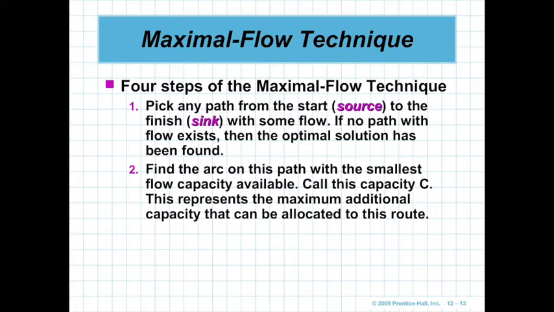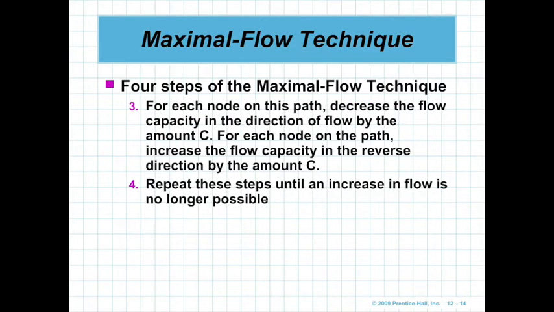Well, continue to the next materials from Andika Ade Setiawan about maximal flow technique. Fourth step of the maximal flow technique. The third one, for each node on this path, decrease the flow capacity in the direction of flow by the amount C. For each node on the path, increase the flow capacity in the reverse direction by the amount C. But the fourth one, repeat these steps until an increase in flow is no longer possible.